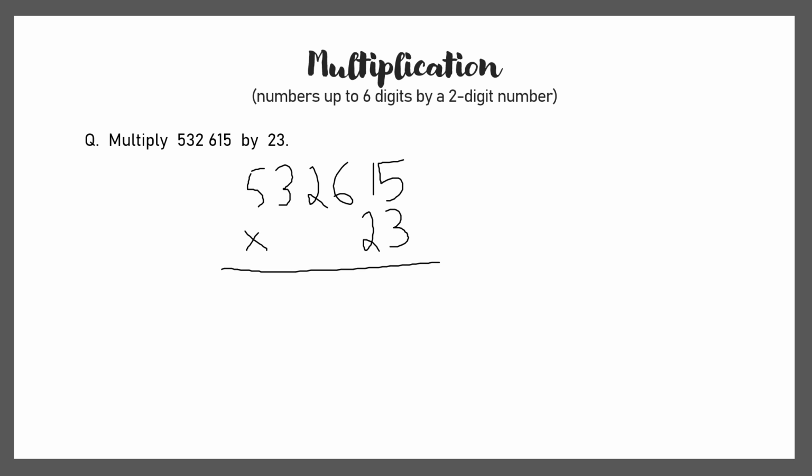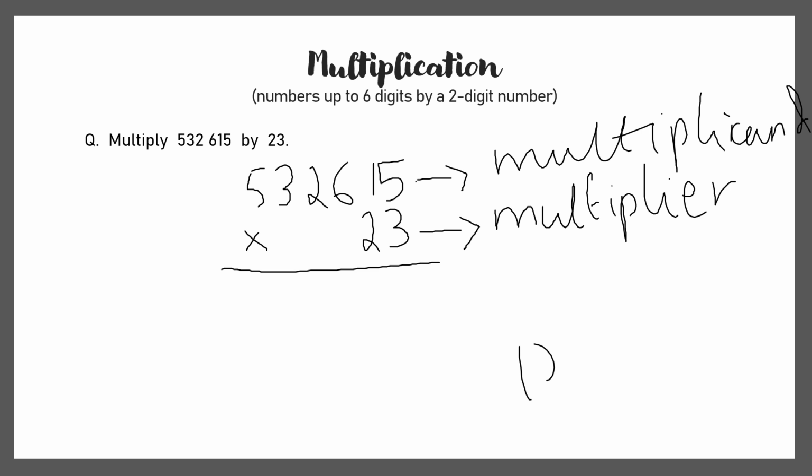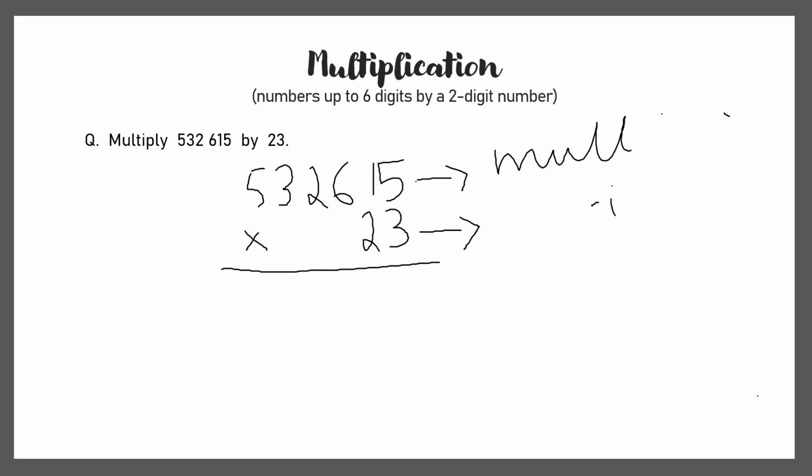Okay, now when we are doing multiplication in this way, this number is called the multiplicand, the number which we are multiplying. We are multiplying with 23, so this is called the multiplier, and the final answer we get after multiplying these two is called the product. Okay, these are the terms you should remember. Now let's start multiplication.